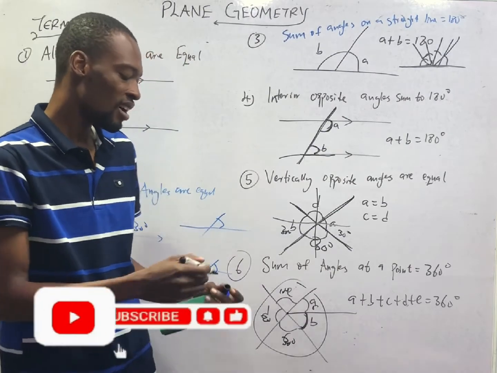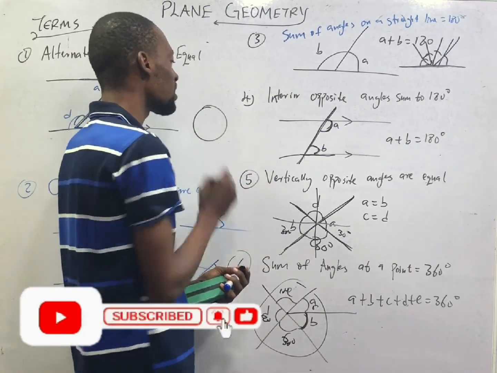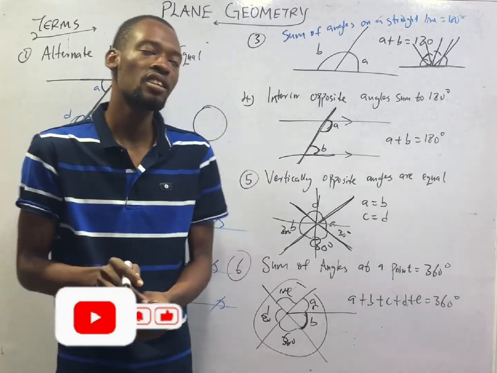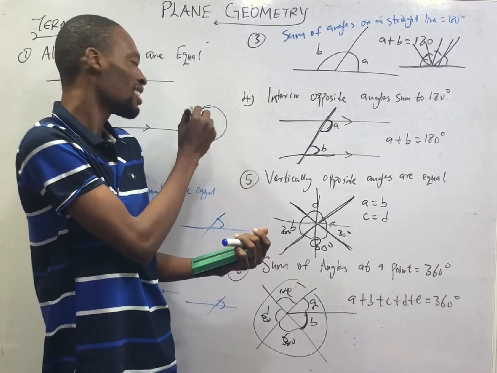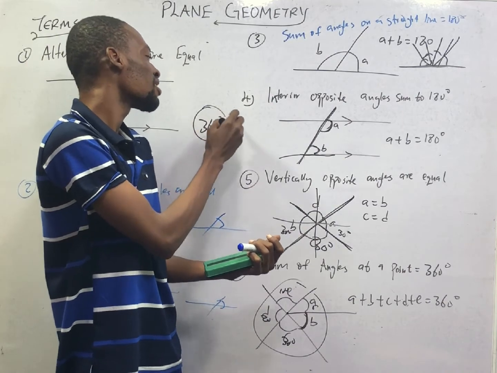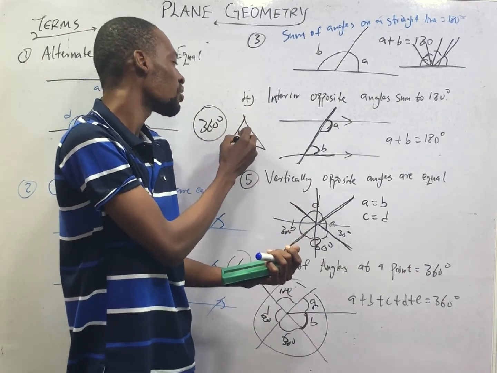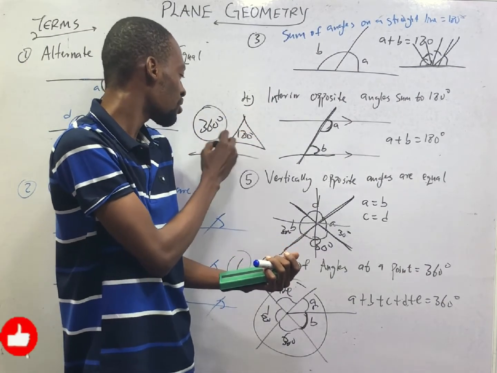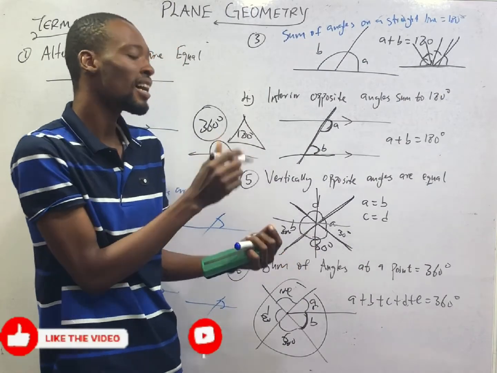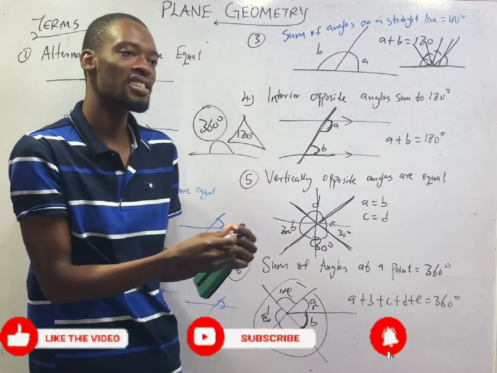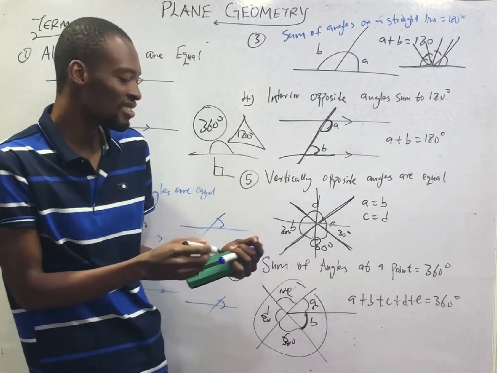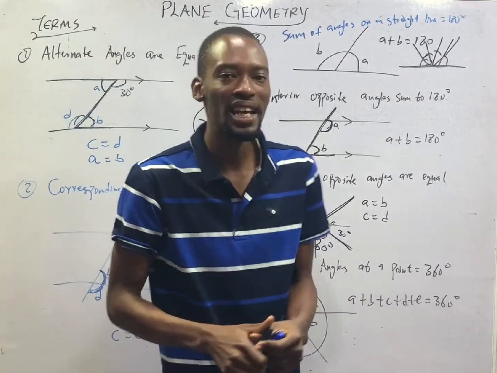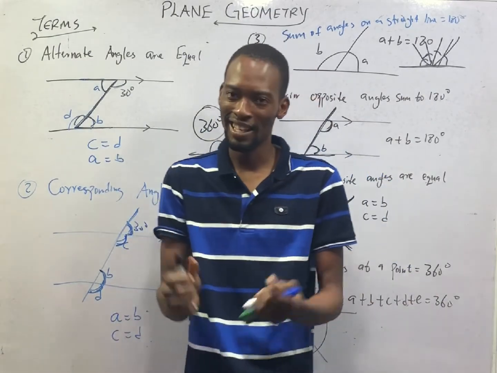And don't forget, the sum of angles in a straight line is 180 degrees. Sum of angles in a circle is 360 degrees. Sum of angles in a triangle is 180 degrees. Angle in a straight line, 180 degrees. Angles at a point, 360 degrees. Then a right angle is 90 degrees. Ladies and gentlemen, plane geometry, triangles and angles.